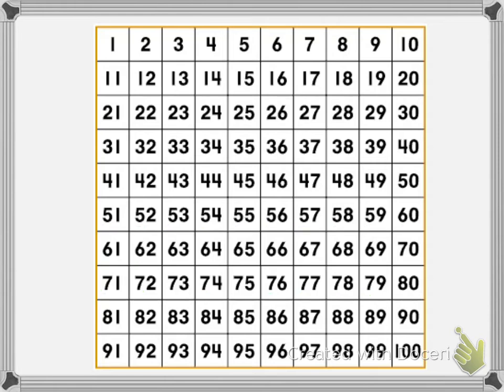Okay. If I said the number 64, where would you look on the chart for it? Well, you would look where the 60s are, and that's going to be on this row that has 61. Okay, so 64 is located right here.